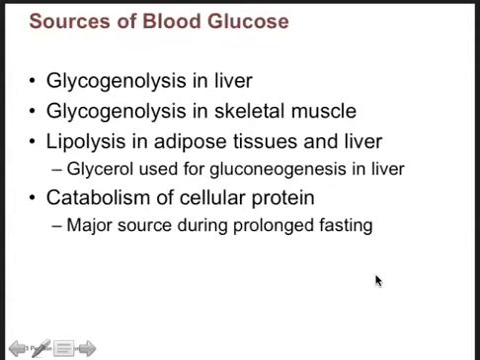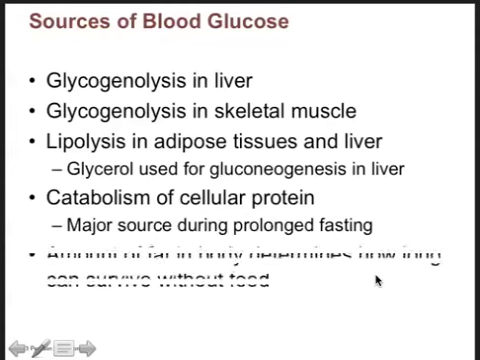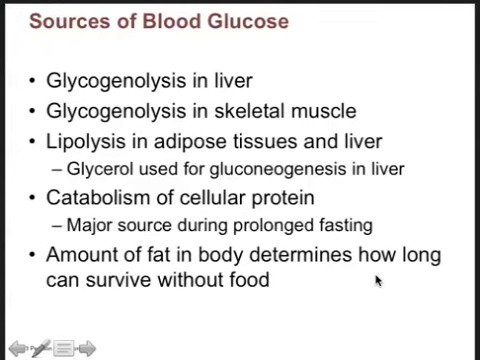Again, what's the idea here? The idea is that the amino acids can be deaminated or transaminated to form Krebs cycle intermediates. Those Krebs cycle intermediates can then be used to synthesize pyruvate, which can be used to synthesize dihydroxyacetone phosphate and glyceraldehyde 3-phosphate, and then that's the biosynthetic pathway that ultimately leads to glucose. The amount of fat in the body determines how long we can survive without food. Basically, the more fat you've stored, the longer you're going to be able to live without eating.